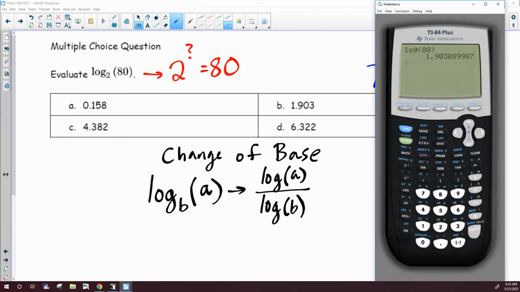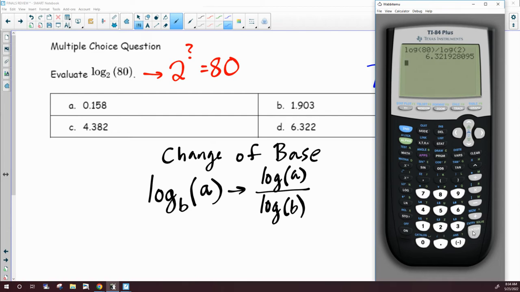So let's practice putting that bad boy in. Let's find out. Log of 80. What's really important that I do right now? Close your parenthesis. Divided by log of 2. Make sure you close the parentheses. If you forget the parentheses, then it thinks you're dividing inside the log. So that parenthesis tells you the log has ended. So log 80 over log 2. 6.321, or we'd round it up to 6.322.